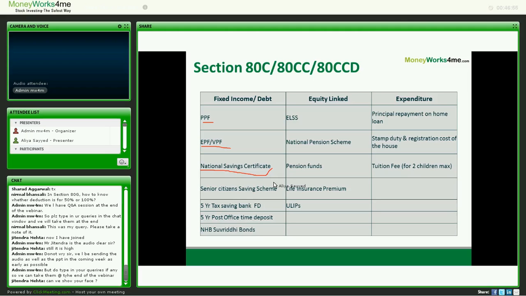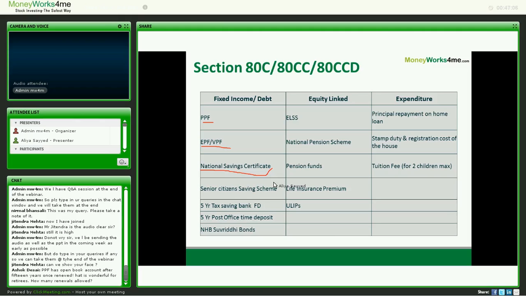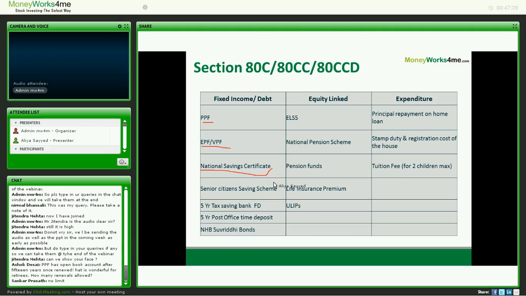Moving on to the next one, the senior citizen savings scheme. Like the name suggests, it's available only to senior citizens, so individuals 60 years and above can look into investing in this scheme. The interest paid out is 9.2% with effect from 2013. So for senior citizens, this is a very good option. If you fall into that bracket, you should definitely take advantage of this. The minimum investment is 1,000, and your maximum investment can be up to 15 lakhs.